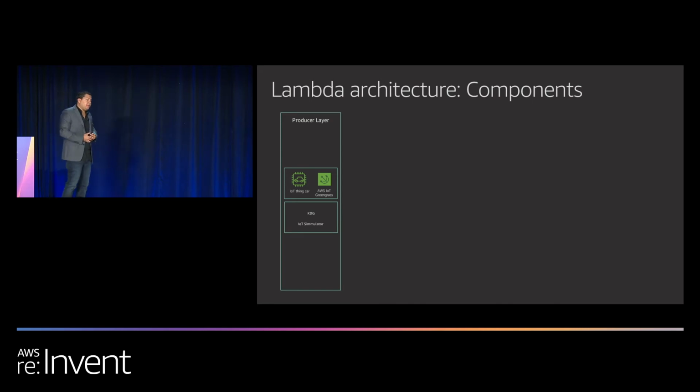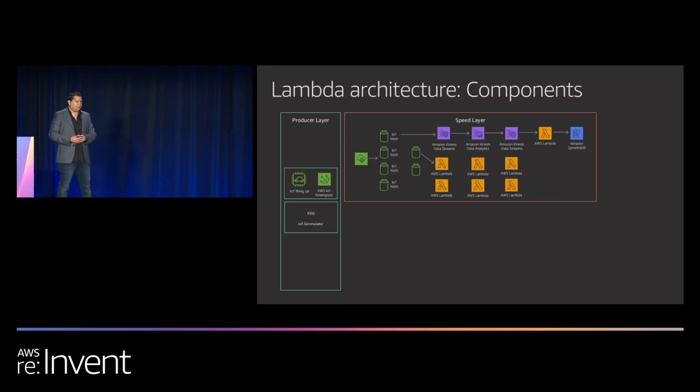So I have the producer layer. Here I have IoT things. Here I have IoT Greengrass. Also you can use some kind of simulation with the Kinesis data generator. I will make a demo in just a moment. And the IoT simulator tool. It's really cool. It's a way in which you can model device things and put them on the registry with all the characteristics that these things have. If it's a thermostat, if it's a vehicle, if it's, I don't know, some kind of custom hardware, right?